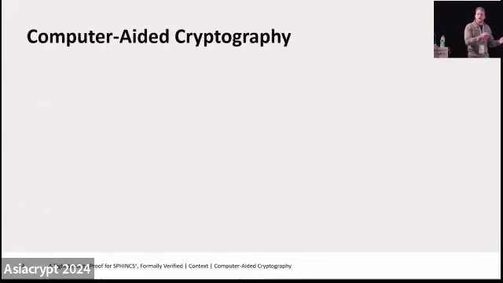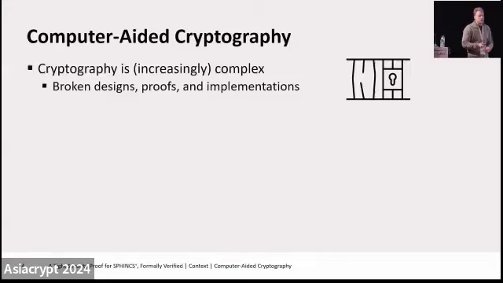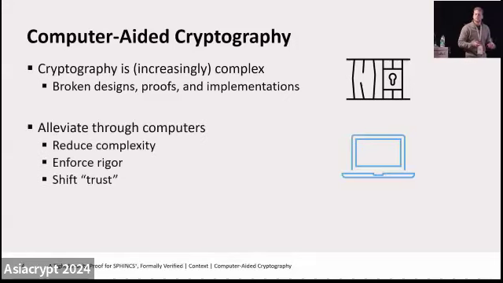Okay, then the other part of the context here concerns formal verification, which is part of the field of computer-aided cryptography. This field at least partly got established due to cryptography becoming increasingly more complex, leading to a higher likelihood of broken designs, proofs, and implementations of cryptography. Computer-aided cryptography attempts to alleviate these issues through computers, essentially reducing the complexity of the manual verification effort while consistently enforcing a high level of rigor. In essence, this shifts the trust we have or gain in proofs to the trust we have or gain in the trusted computing base of the tools and frameworks that we use.